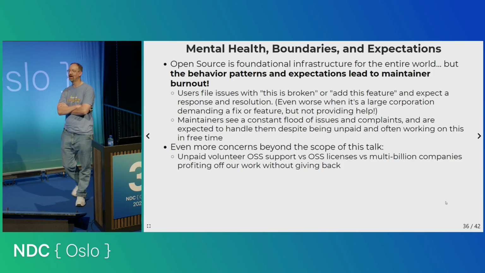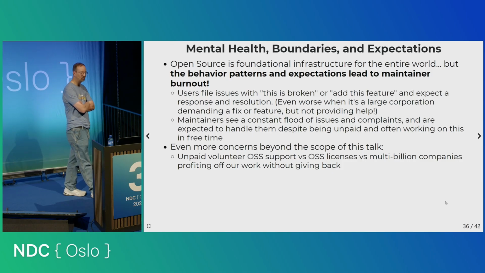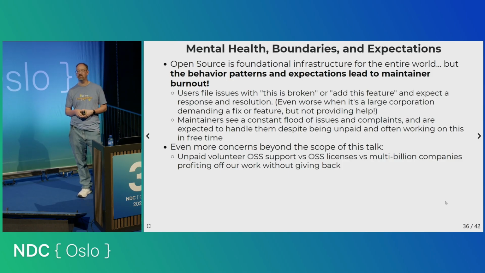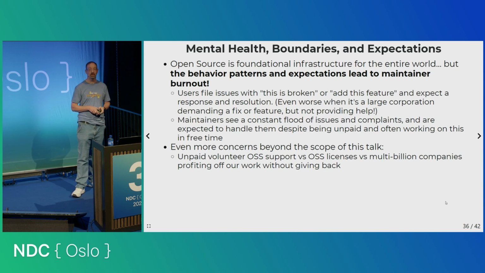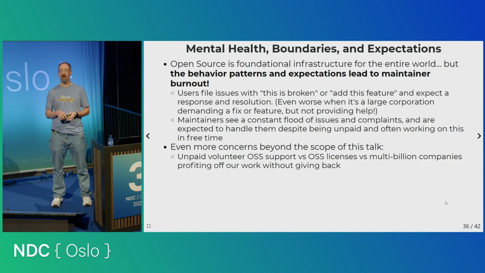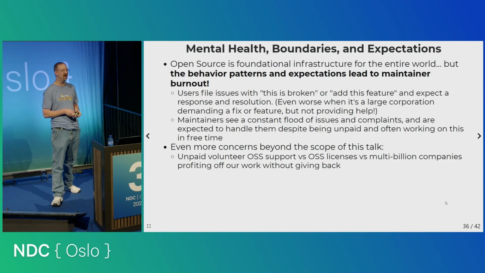So, I've said earlier that there's a lot of stuff going on. We wear a lot of different hats. We're dealing with a constant stream of issues. And the problem is that as wonderful as open source actually is and how key it is for the world's infrastructure, the patterns in the community that we've built up around it are frankly painful and troublesome and a recipe for maintainer burnout. Users will constantly file issues, and most of them are this broke, or add this feature, or why haven't you shipped this bug fix yet?